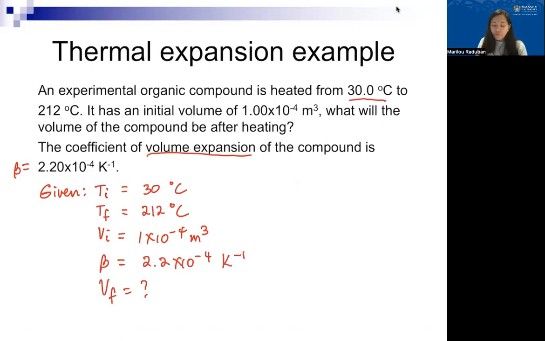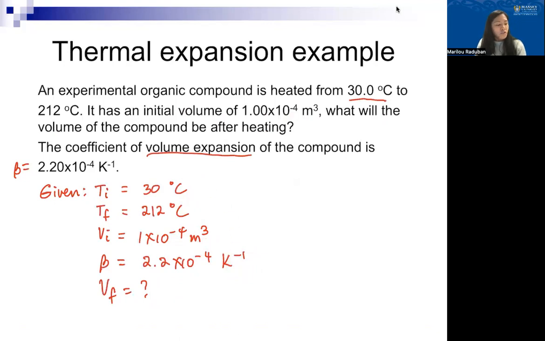Okay, so first let's look at the units. The volume should be in cubic meters. So that's already in cubic meters for the initial volume. Then automatically the final volume will be in cubic meters as well. So notice the initial and final temperatures are both in degrees Celsius. The coefficient of volume expansion is in inverse Kelvin. So your units have to be consistent.